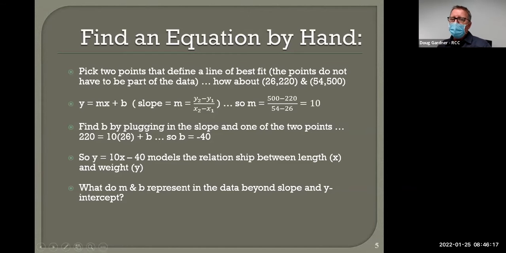Well, you can find b by plugging in the slope and one of the 2 points, because the line goes through these 2 points. And so therefore, if I put these numbers into the equation, it should work. So I decided, well, when x is 26, y is supposed to be 220. So I put 26 in for x and 220 in for y. And then I was able to figure out b is negative 40. So then, hey, look, I have the equation for the line.